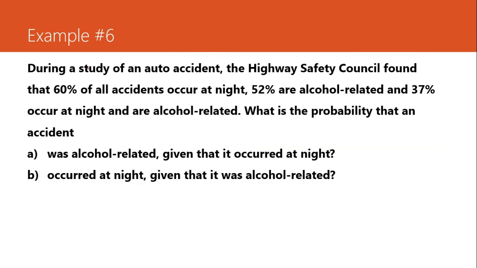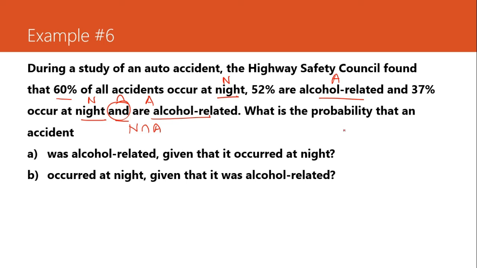Okay, last example. Example number 6. During a study of an auto accident, the Highway Safety Council found that 60% of all accidents occur at night. So let us say this is N. 52% are alcohol related. This is A. 37% occur at night and are alcohol related. So this is N intersection A. Night means N, alcohol related means A.